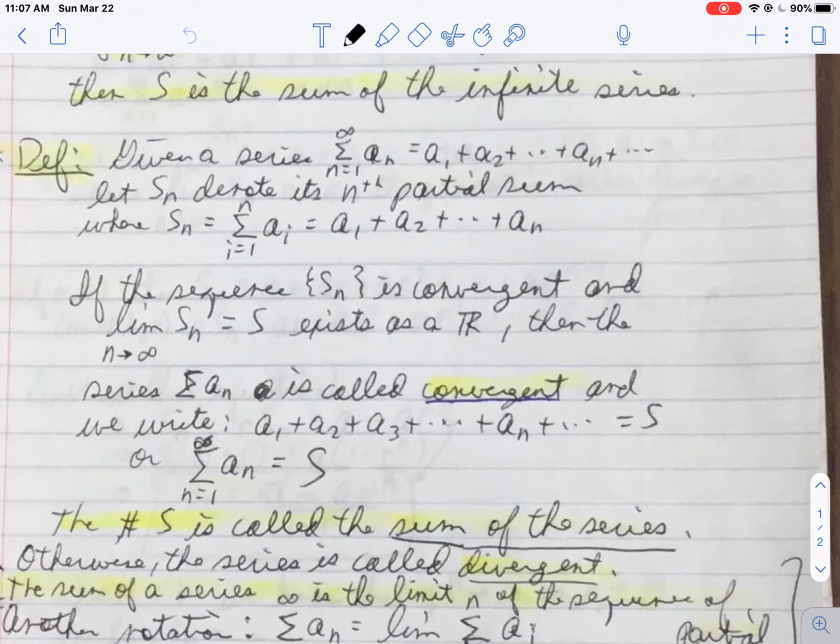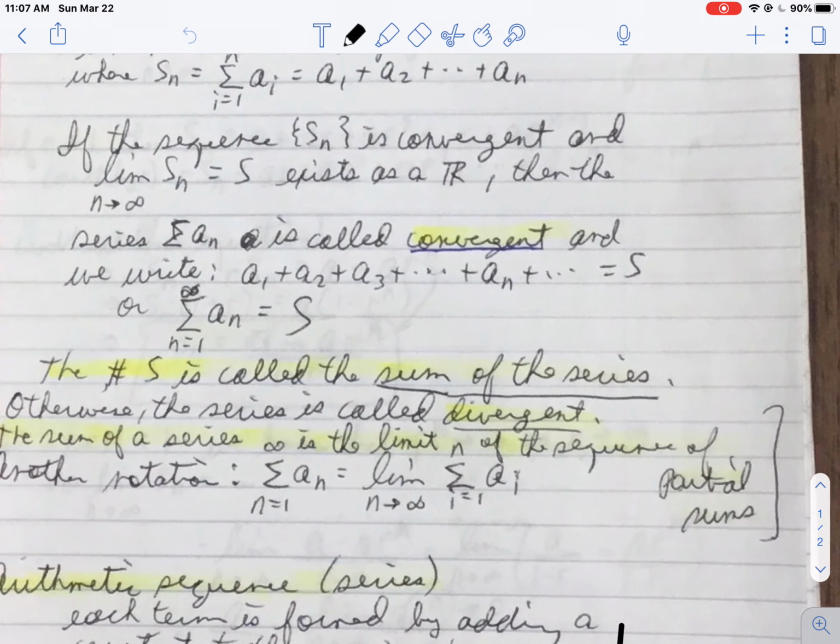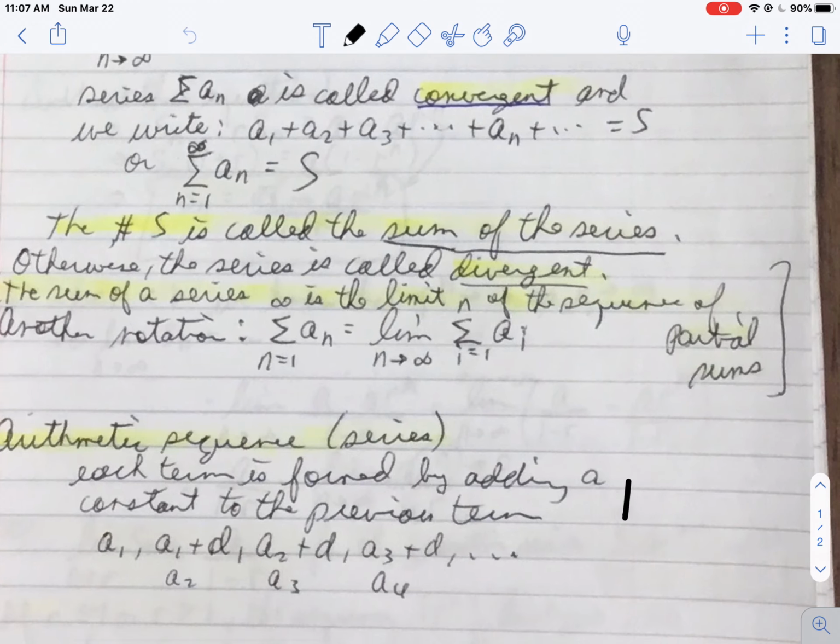Now, if this sequence S sub n is convergent, and that limit exists and equals S, then we said the series a sub n would also be convergent. So in order for the series to converge, the limit of its sequence of partial sums has to converge. And then we said that number S would be the sum of the series. Otherwise, we have a divergent series. And the sum of the series is the limit of that sequence of partial sums. Keep that in mind. That's going to come up over and over again in our discussion.